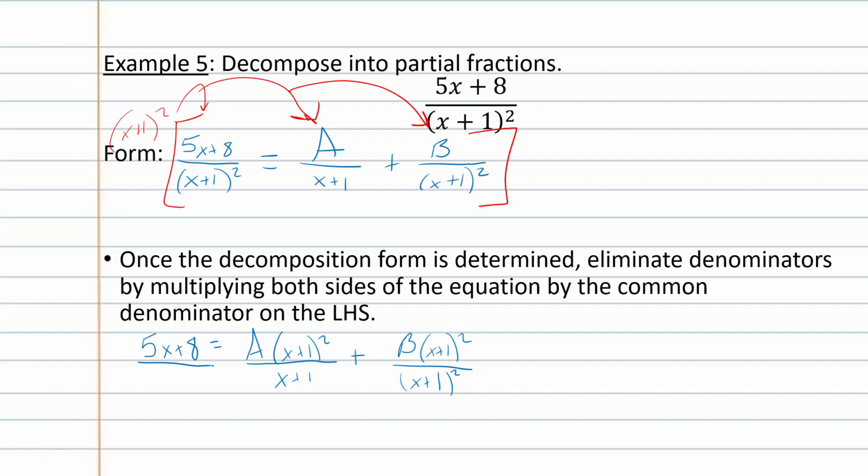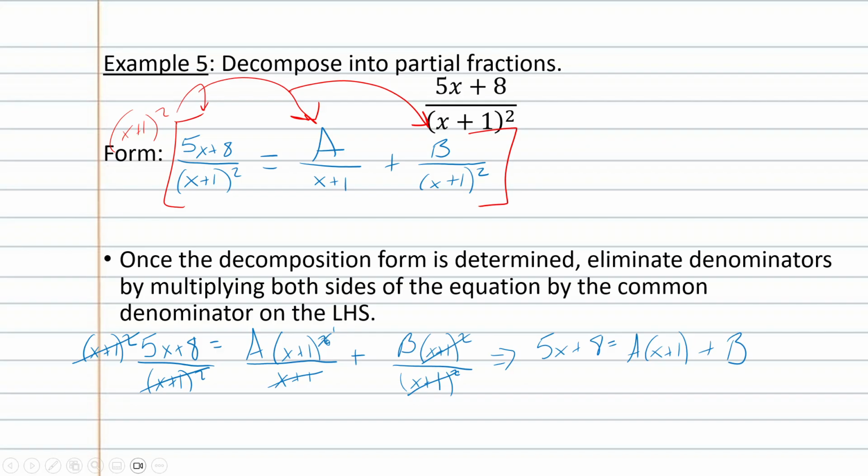If you wanted to, you could write it on this side as well, instead of trying to skip a step like I was trying to do. And then you'll see that this cancels with this. One of these cancels, so that cancels that, and this entire term here cancels. So it looks like 5x plus 8 equals a times x plus 1 plus b.